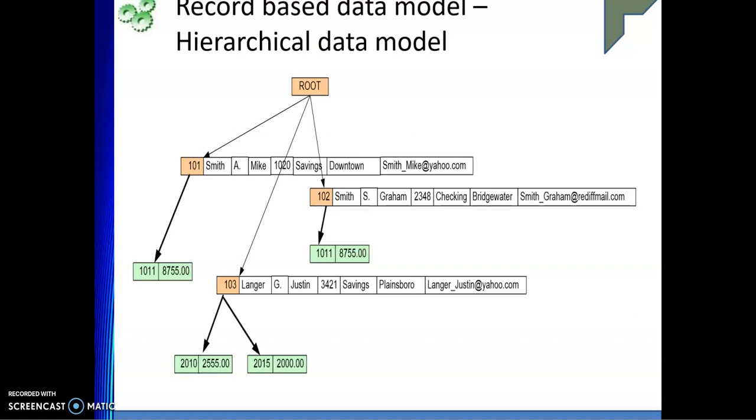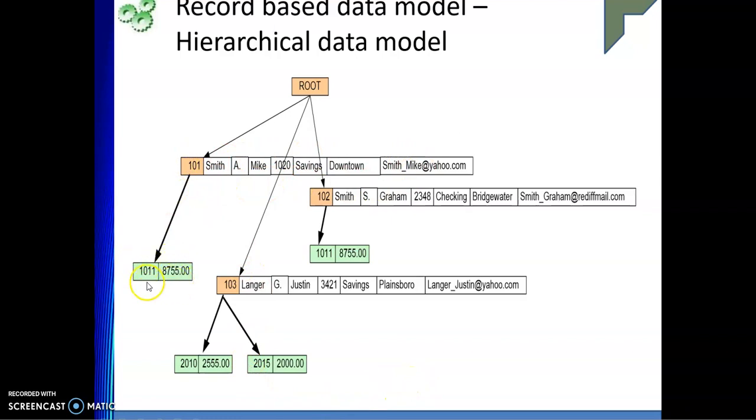So let us take an example of storing records of customers of a bank. We have an ID of the customer, which is 101. Then the name of the person, Mike. Let us say what kind of bank account he has, like a savings bank account number, then where the branch is, the email IDs and all. You can see one particular record containing all these things.